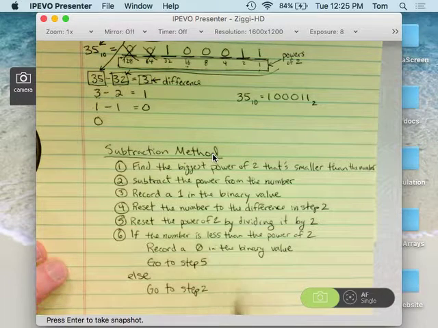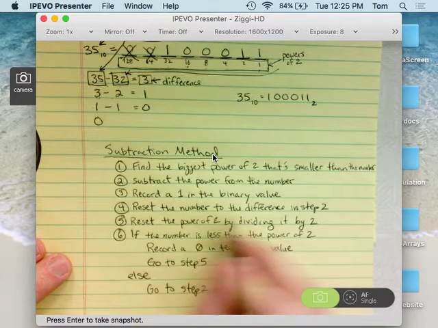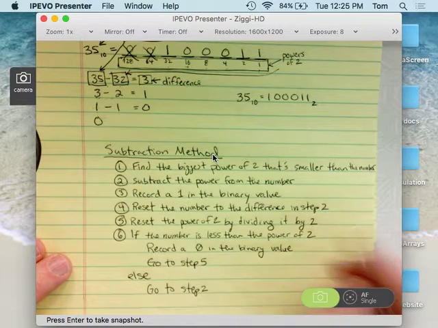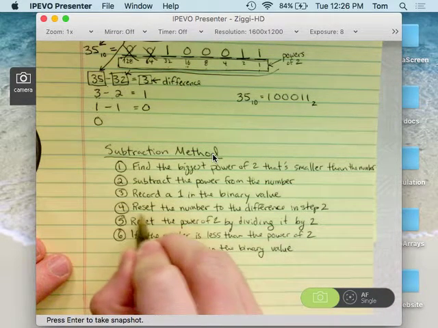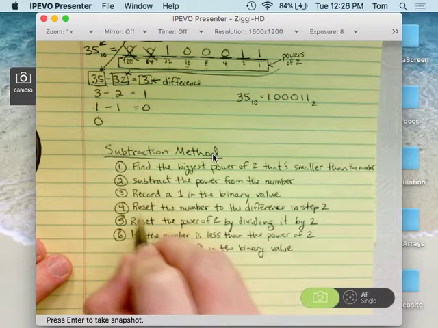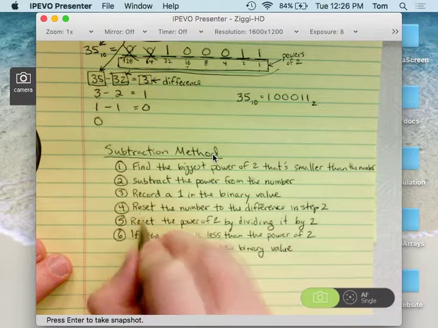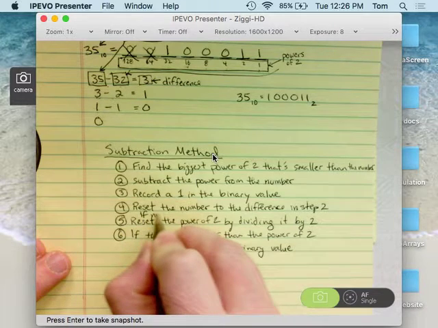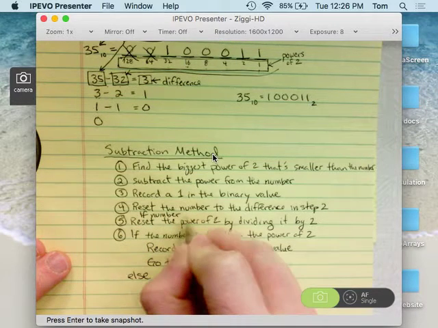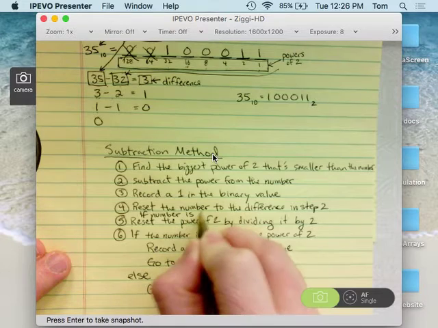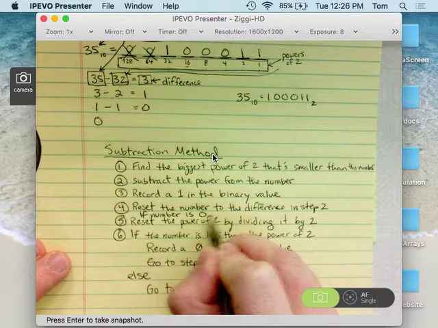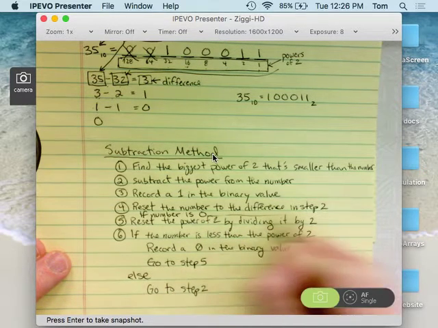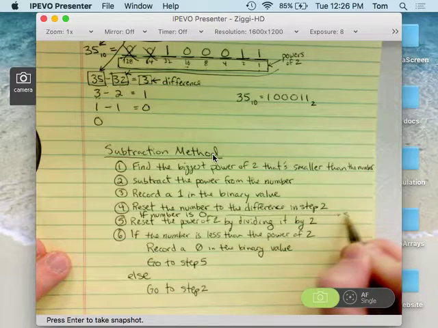We just know that it's 0, so we're done. Okay? So reset the number to the difference in step 2. And this isn't like the best set of directions here, but let's just put in here kind of 4.1, if number is 0, okay, stop.